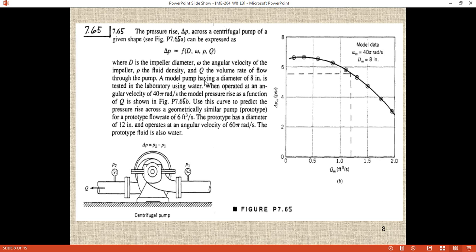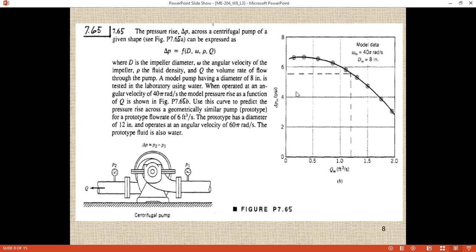A model pump having a diameter of 8 inches is tested in the laboratory using water. When operated at an angular velocity of 40 pi radians per second, the model pressure rise as a function of Q is shown in the figure. When we tested the model with an impeller diameter of 8 inches at this velocity, based on that we found the relation between the pressure drop and the flow, shown in the graph.